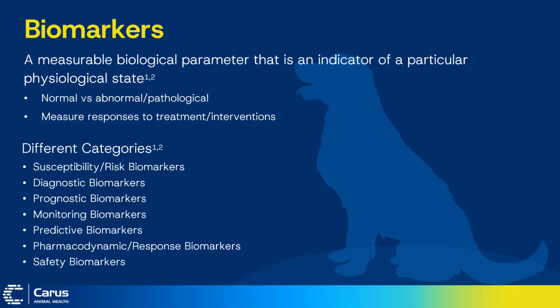You'll already be using many biomarkers in practice. For example, in heart disease with proBNP and troponin, in kidney disease with specific gravity, creatinine, urea and SDMA. This is a really continually evolving and expanding area which is pushing veterinary medicine forward.